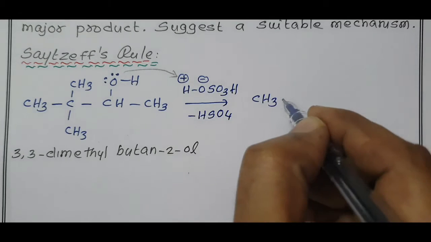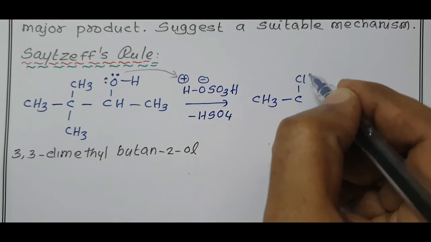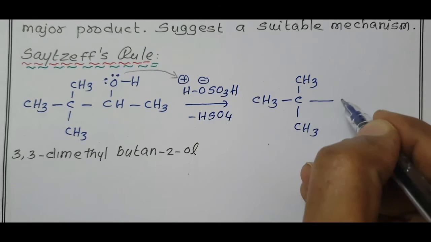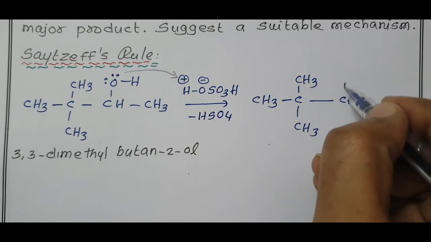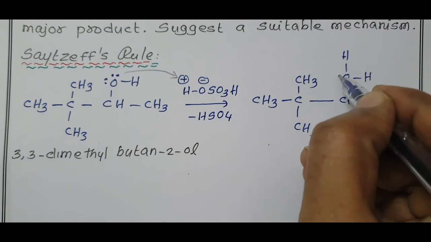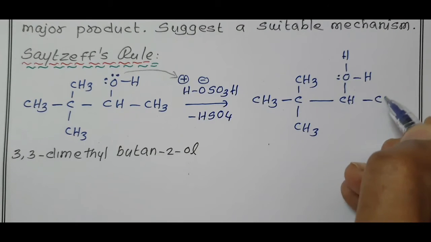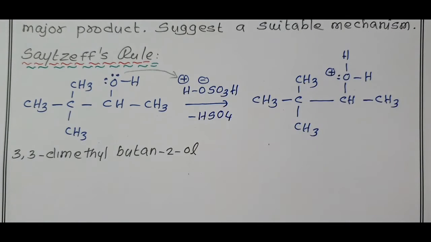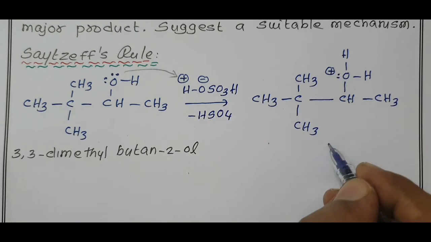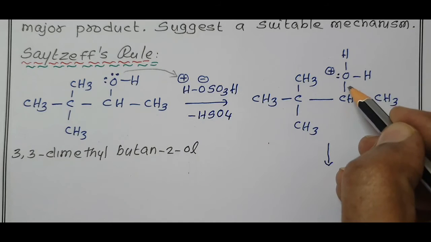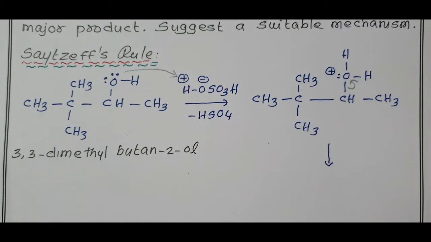CH3, CH3, here you have one methyl, CH. Oxygen now donates a pair of electrons to the H plus of sulfuric acid. Here one more CH3. There is a positive charge on oxygen. We know whenever oxygen donates a pair of electrons, it removes a pair of electrons from a nearby bond. Now this oxygen removes a pair of electrons from a nearby bond.